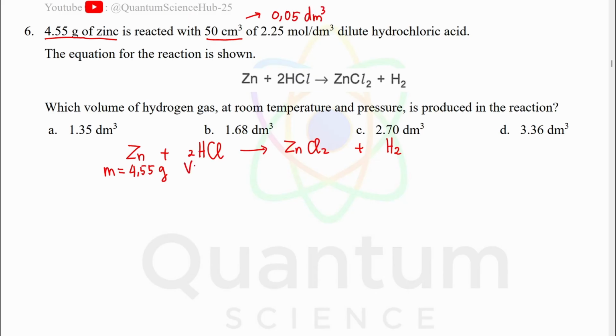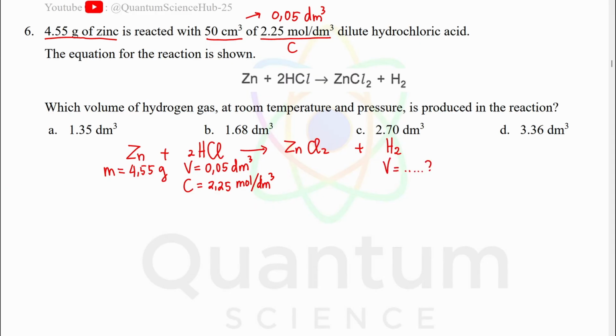So the volume here is 0.05 dm cube and 2.25 mol per dm cube. So this is the concentration, right? So concentration equals 2.25 mol per dm cube. And the question is asking which volume of hydrogen gas at room temperature and pressure is produced in the reaction. So hydrogen gas is H2, and this is volume equals question mark.